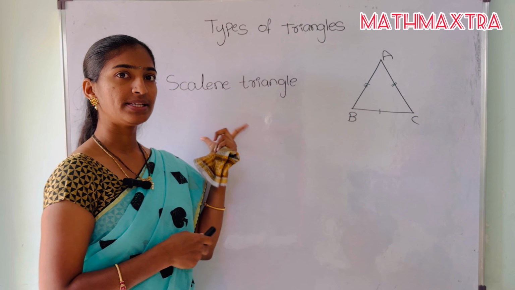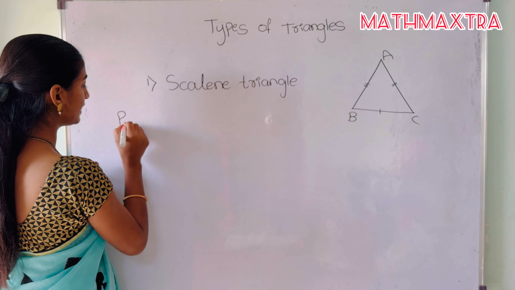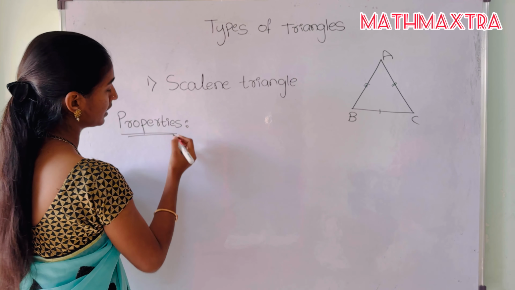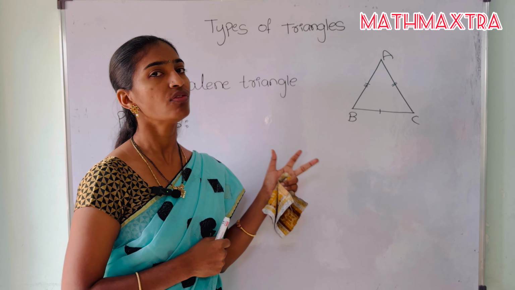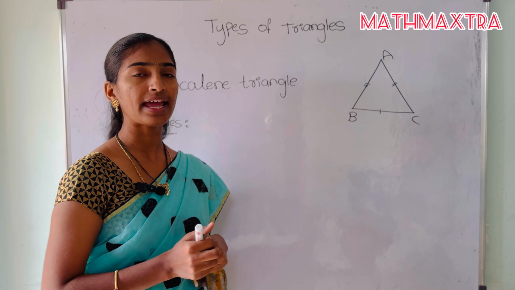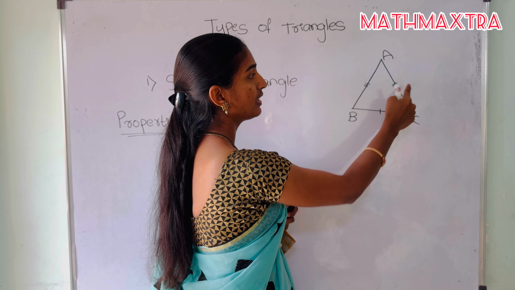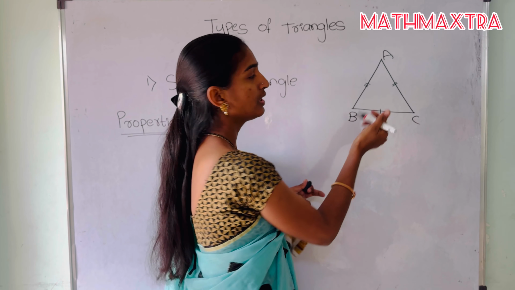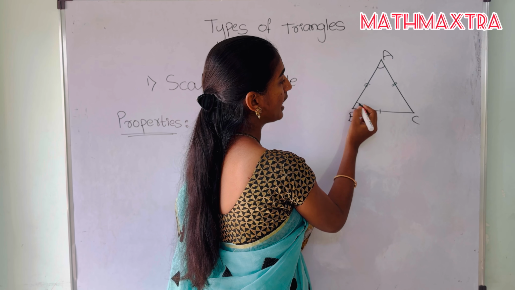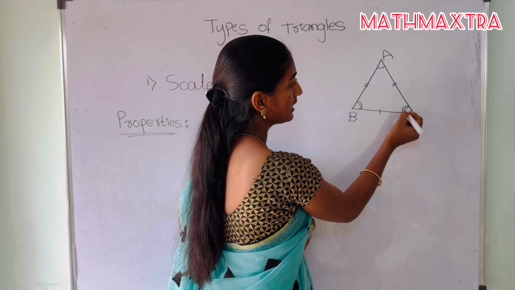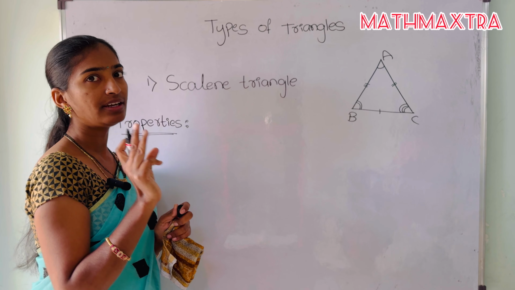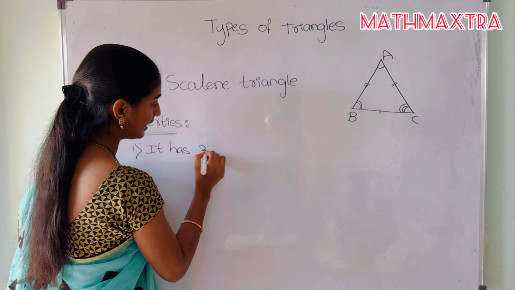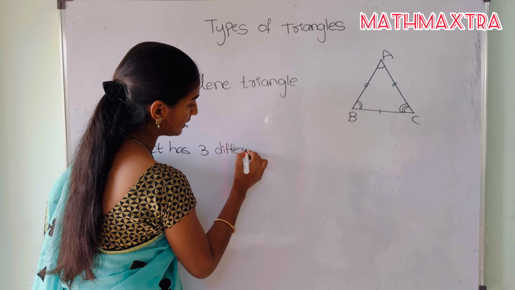So what are the properties of a scalene triangle? As it has three different lengths, we can easily say it has three interior angles which are different. See, this side is different, this side is different, this side is different. Obviously, as the three lengths of the sides are different, the angles are also different. So the first property is a scalene triangle has three different interior angles.